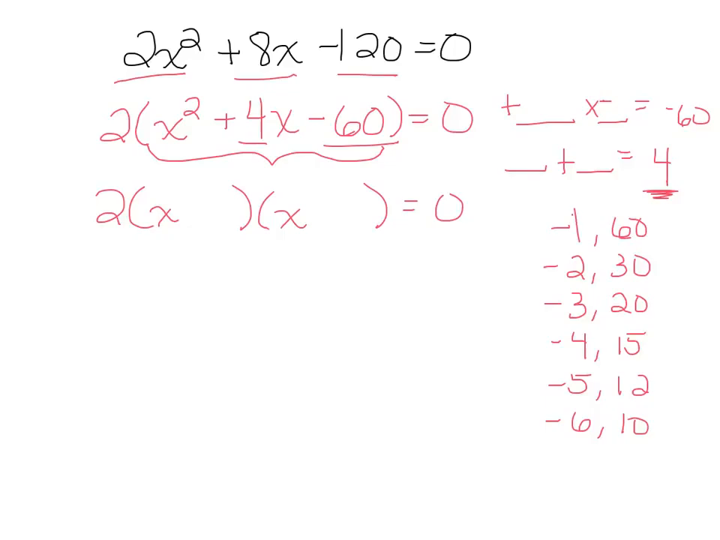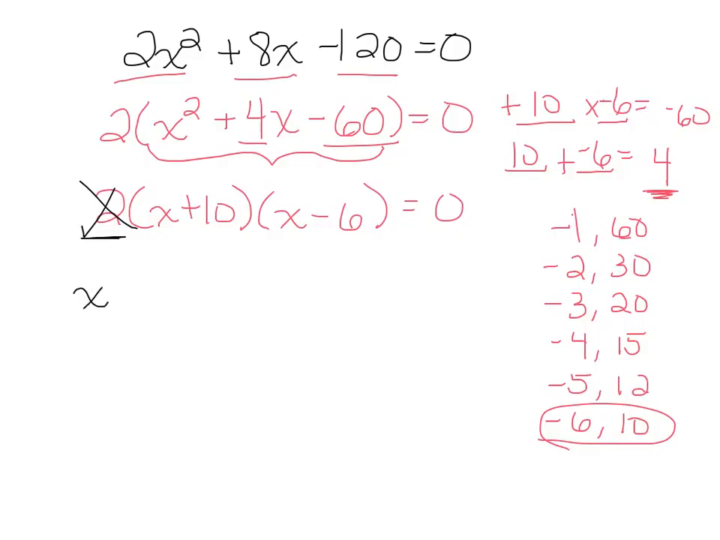The combination that adds up to give me positive 4 is negative 6 and 10. So we have positive 10, negative 6. Now we'll need to set each factor equal to 0 and solve. Since 2 does not contain a variable, it's as if we can just throw it out. So we have x plus 10 equals 0, x minus 6 equals 0. x equals negative 10. x equals positive 6.